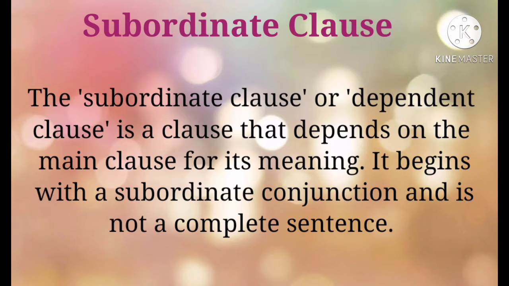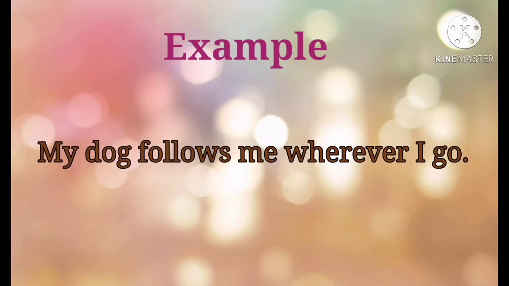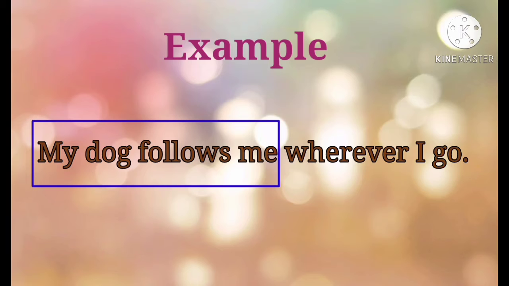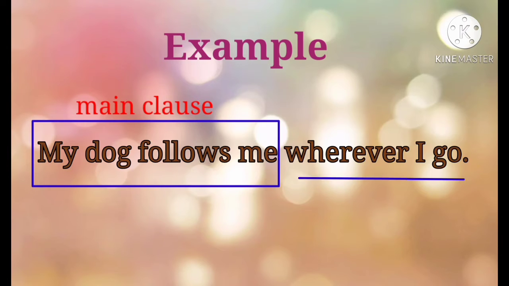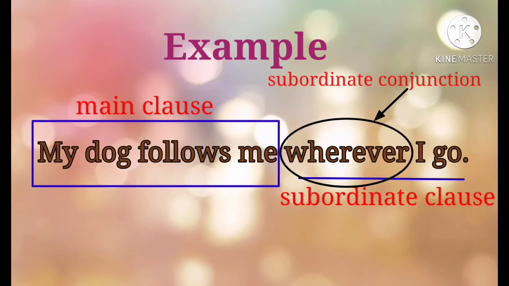Let's understand main clause and subordinate clause with the help of an example. My dog follows me wherever I go. In the sentence, my dog follows me is the main or principal clause because it makes a complete sentence by itself. And wherever I go is the subordinate clause because it begins with a subordinate conjunction and depends on the main clause for the completion of its meaning.